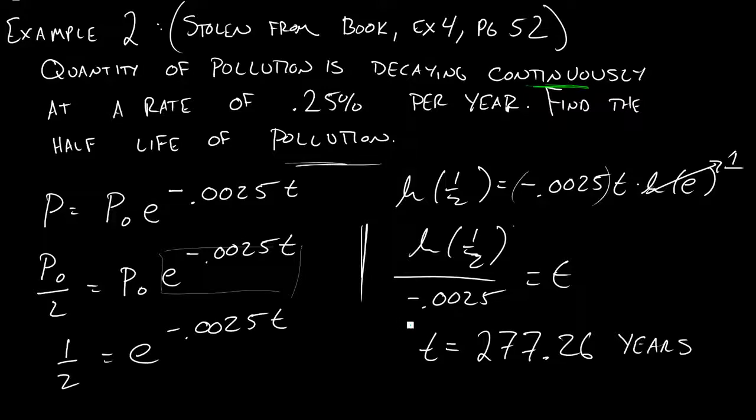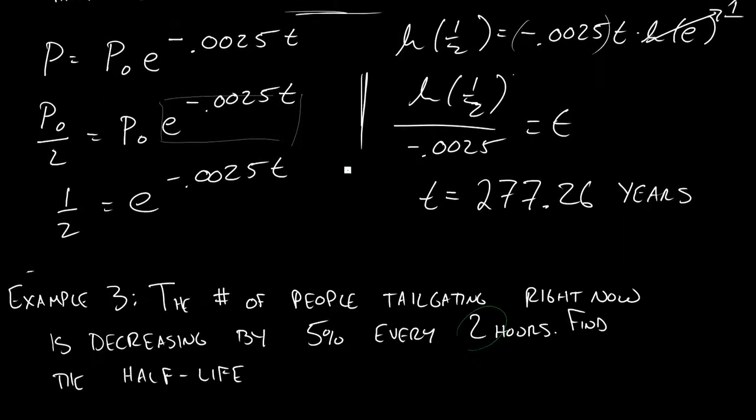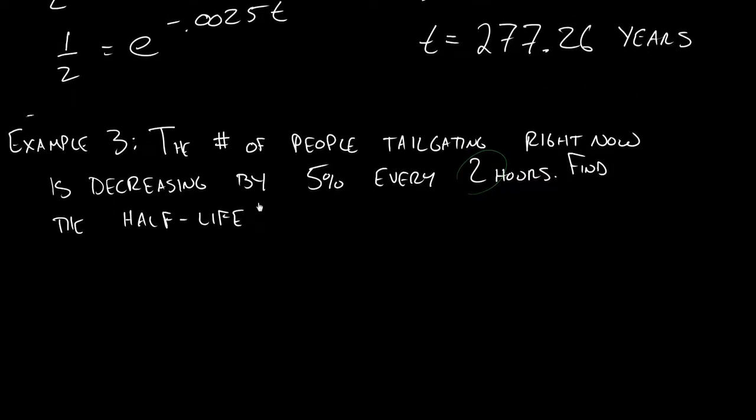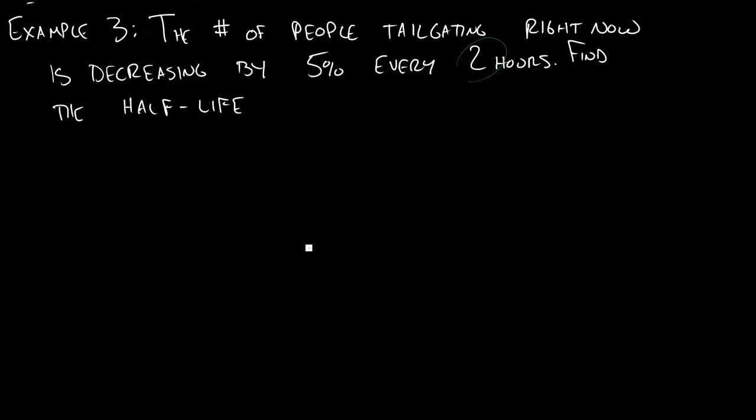And for our last example here, what we want to do is combine a few of those ideas from example 1 and example 2 into a slightly more difficult problem. And so I'm doing this video on a Saturday morning. I know, not a very exciting life, but I've been watching outside and I realize that the number of people tailgating right now is decreasing by about 5% every 2 hours. And so what we want to do is find the half-life of the crowd.